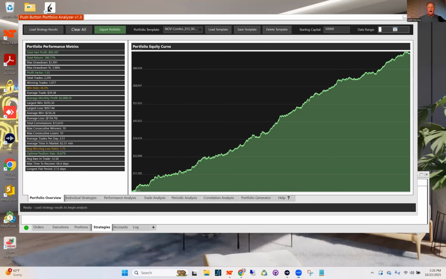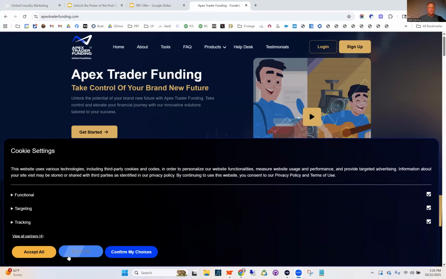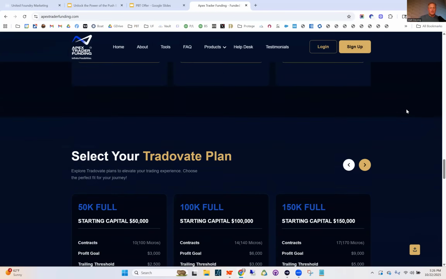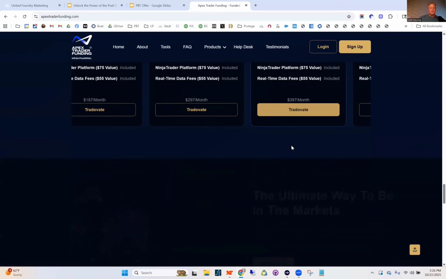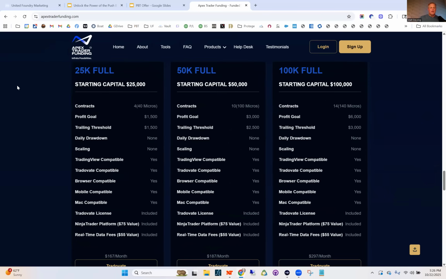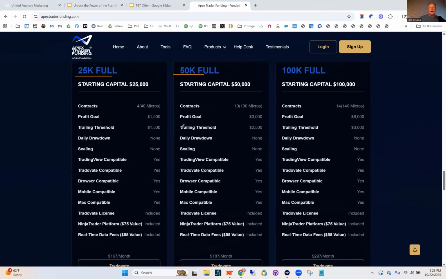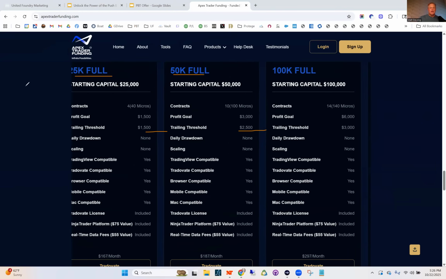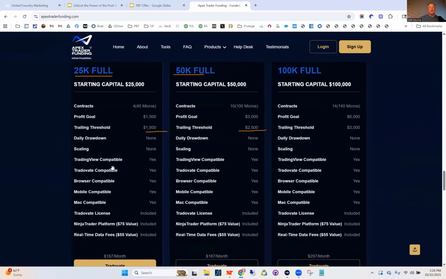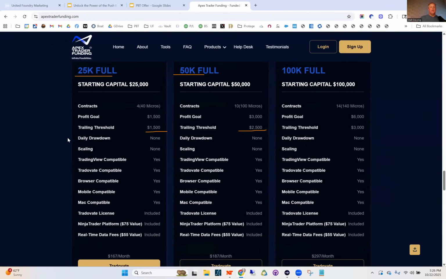So for example, if you were to look at something like Apex Trader Funding, let's take a look at their website real quick. You have a very, very specific amount of drawdown you're allowed to have, right? So for example, if we were to scroll down and look at Tradovate, and if we were to look at these two accounts here, our 25K and our 50K, what you'll notice is my drawdown is here and here, right? So 1,500 and 2,500. That's the most I'm allowed to lose.